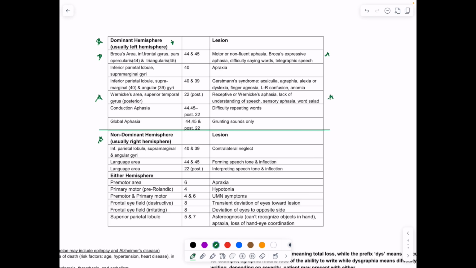And if you were to, say, damage the equivalent of Broca's area on the non-dominant side, that affects forming speech tone and inflection, versus just saying words in Broca's area. So tone and inflection are affected if you hurt the non-dominant side. And then for Wernicke's, which is language understanding, if you hurt the non-dominant side, you're going to have a hard time interpreting tone and inflection.